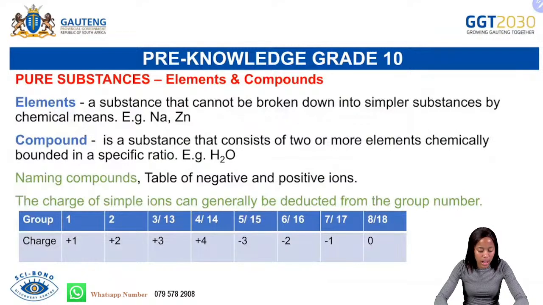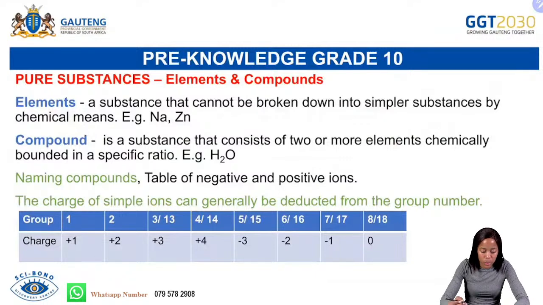Next, we have a compound. It says is a substance that consists of two or more elements that are chemically bonded in a specific ratio. For example, if we have H2O, that is no longer one element, but it is what? It is two elements. So hydrogen is the one element and the oxygen is the other element.